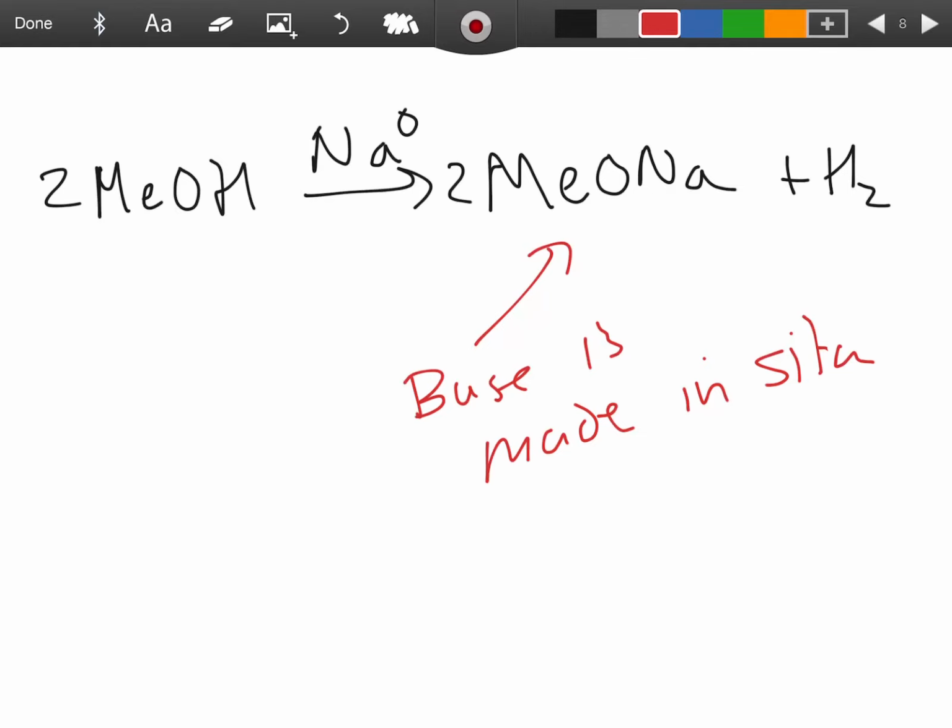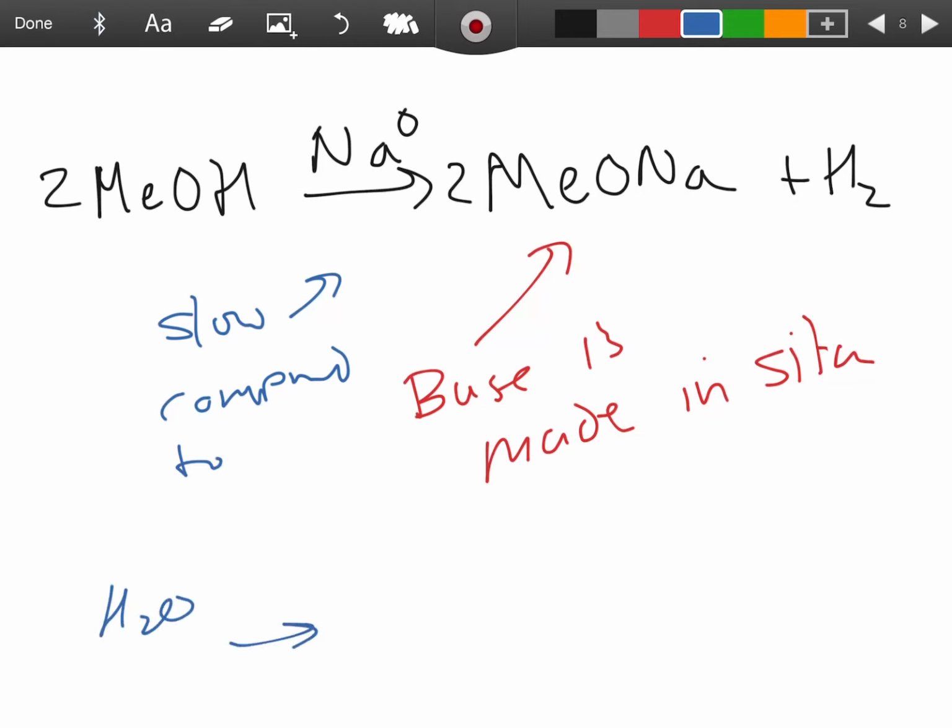So this reaction is relatively slow compared to if you add water to sodium. That makes sodium hydroxide and, again, hydrogen gas. So, story time.